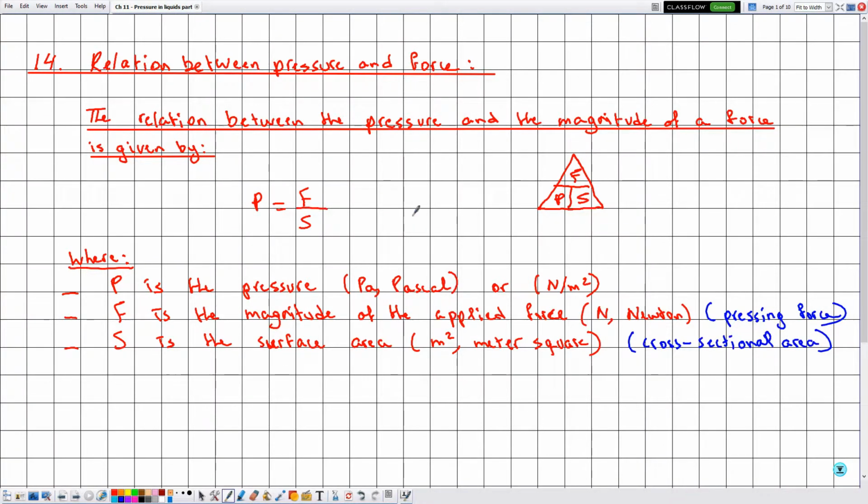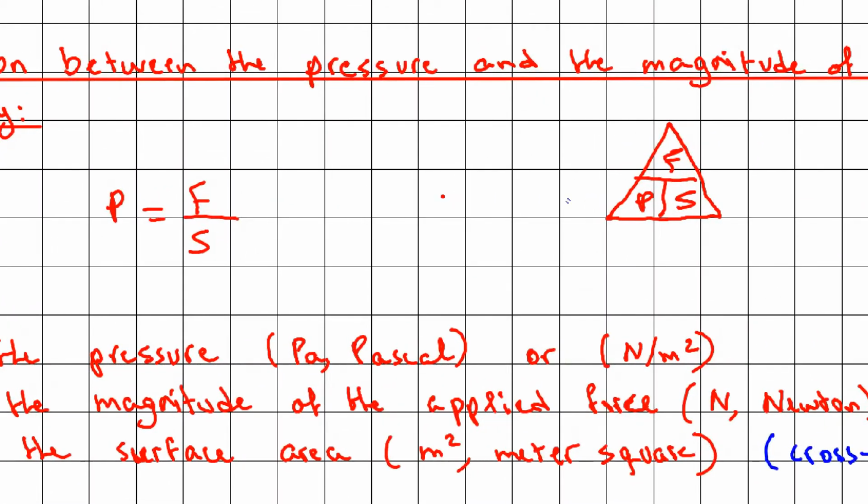Okay, so now we have two formulas for the pressure. The first one that we have seen previously in parts 1 and 2 is pressure equals the density of the liquid times g times h. Usually we use this formula to calculate the atmospheric pressure or the pressure exerted by a certain layer of liquid. However, the new formula, we use it usually if we know the magnitude of the force and the surface area.